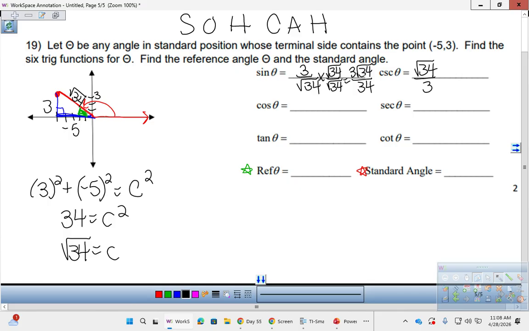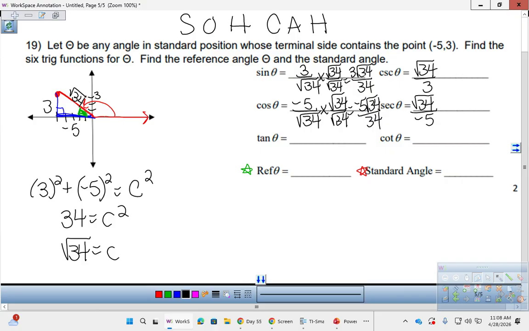So cosine is adjacent over hypotenuse. And secant is just the reciprocal of that. I like to flip before I rationalize. It saves me time. All right, so that's why I'm flipping that. And then because this one has a root in the bottom, I'm going to rationalize it. So that's the cosecant, and so cotangent.